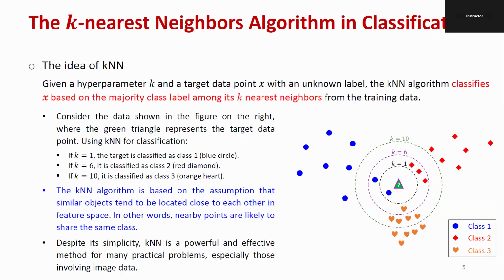One thing I do want to mention is the assumption of the KNN. It is based on the assumption that similar objects tend to be located close to each other in the feature space. In other words, nearby points are likely to share the same class. I would say in real-world problems, such an assumption is in most cases correct. Of course, it depends on how you define the features. Here, what I'm talking about is just based on human intuition.